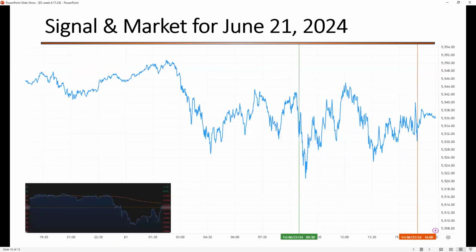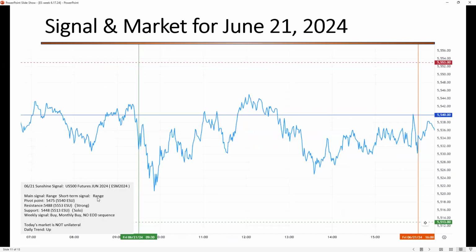For Friday, June 21st, the reference chart showed a possible drop at some point in the trading day, possibly in the afternoon. Pre-market signal was range buy, unchanged from the day before, no EOD sequence. Trending day possibility is not detected, and the daily trend is up. The market opened below the 55.40 pivot point, and unlike the day before, it tried to get back up, couldn't, and then dropped down to the 55.25 level again.